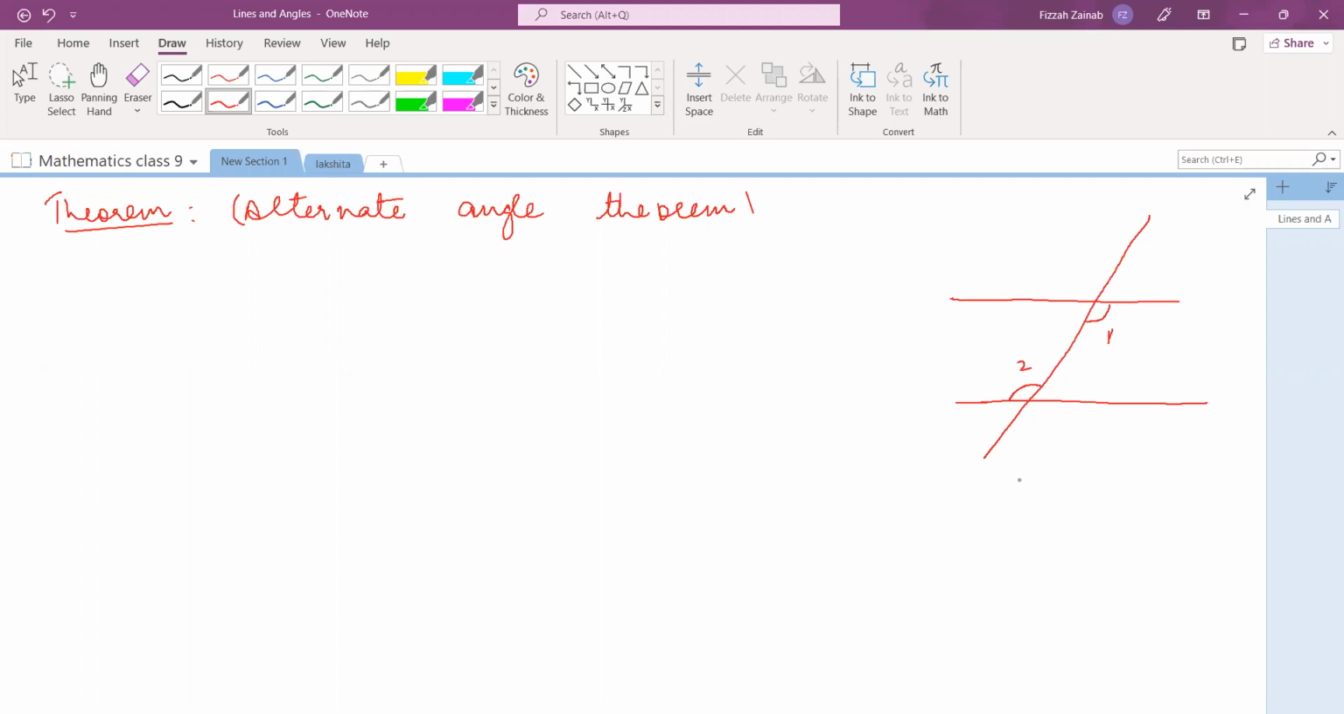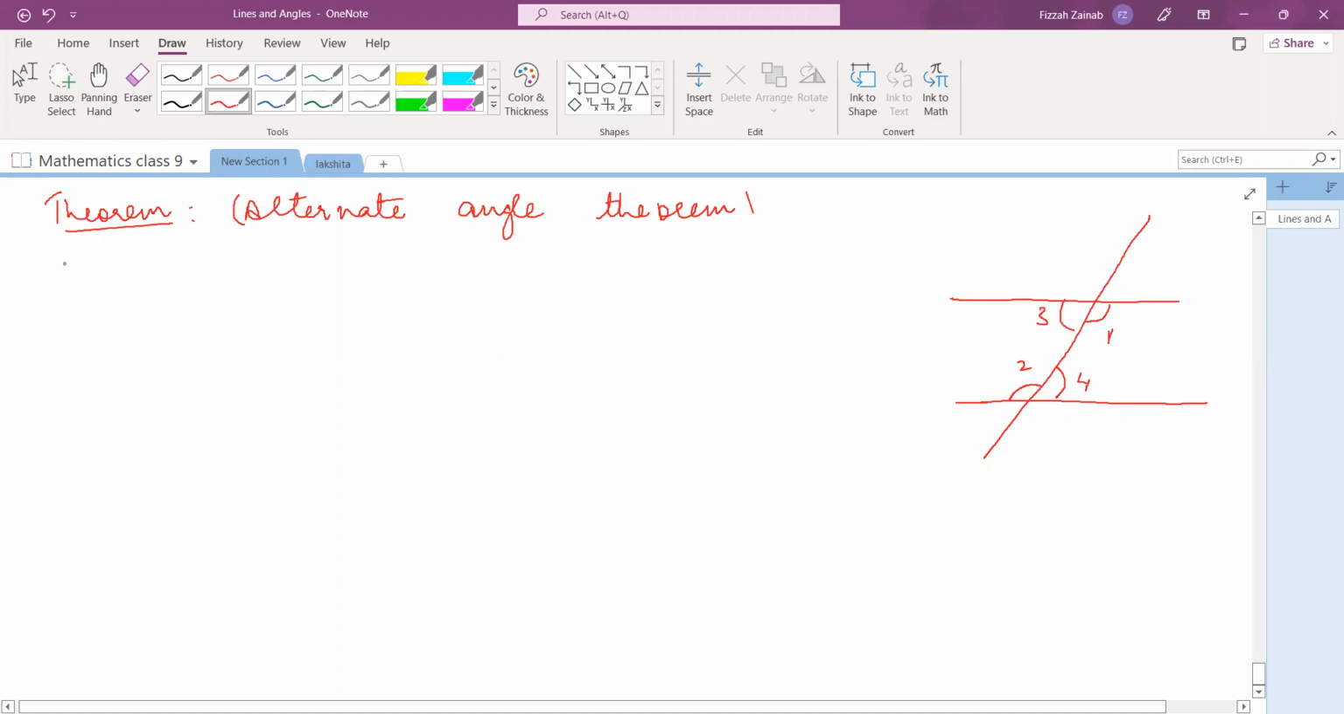Now, the theorem says that if a transversal intersects two parallel lines, then each pair of alternate interior angles is equal. That means angle 1 is equal to angle 2. Angle 3 will be equal to angle 4. This is what the theorem is saying.